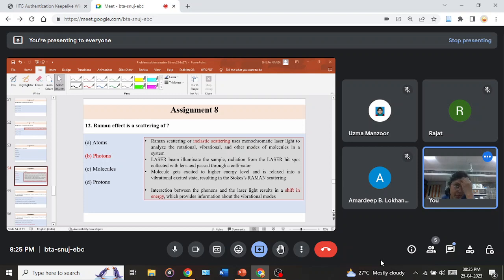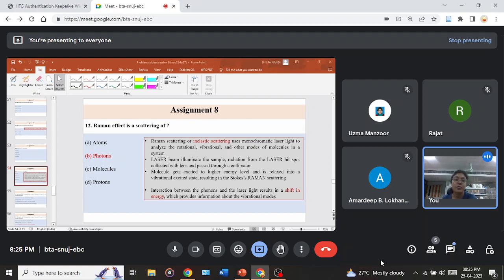So there is a spelling mistake in the lecture, the course that is already uploaded in the portal. This is actually the interaction between the photons and the laser light that results in a shift in the energy, which provides the information about the vibrational modes. So the Raman effect is basically due to the photons.